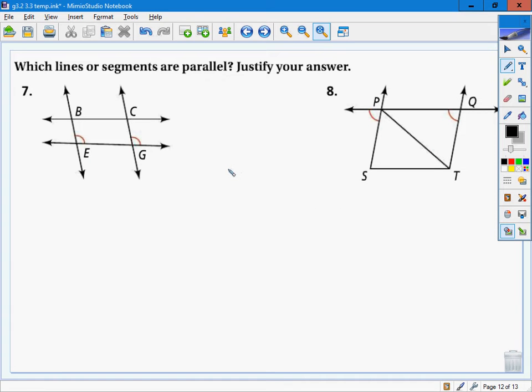Likewise, here, this came from section 3.3. Here they're asking me which lines or segments are parallel. In other words, state which ones are parallel and justify my answer. Because they're wanting me to show that things are parallel, I am going to use a converse. And because I'm using a converse, I'm going to look to see where these angles are. What type of angles are these? They are corresponding, so it is the converse of the corresponding angle theorem.